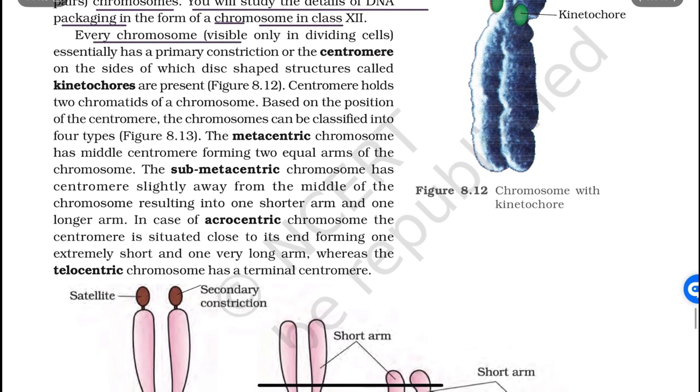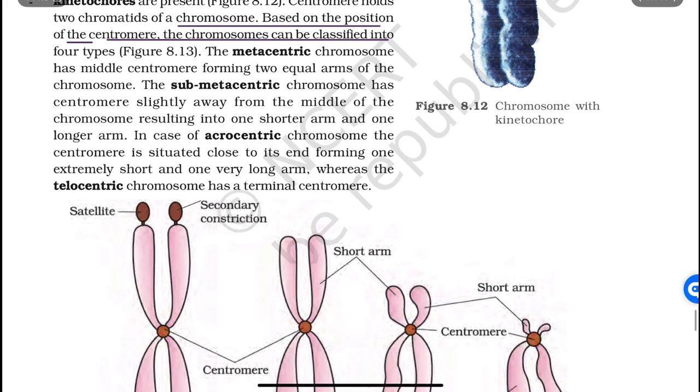Every chromosome, usually only in dividing cells, essentially has a primary constriction or the centromere, on the sides of which disc-shaped structures called kinetochores are present. The centromere holds two chromatids of a chromosome. Based on the position of the centromere, the chromosomes can be classified into four types.